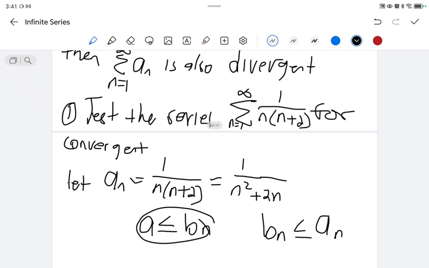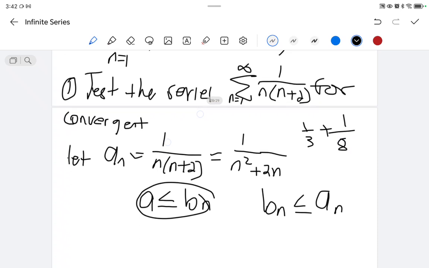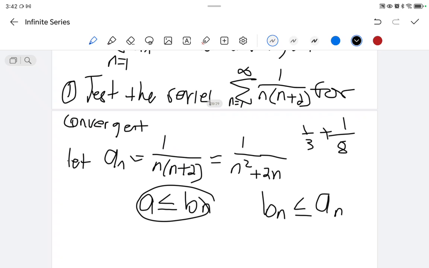I want to know this. I'm going to plug in values. If I plug in 1, I'm going to get 1 over 3. If I plug in 2, I'm going to get 1 over what? 2 squared is 4, plus 4 is 8. Then if I check between 1 over 3 and 1 over 8, which one is bigger?